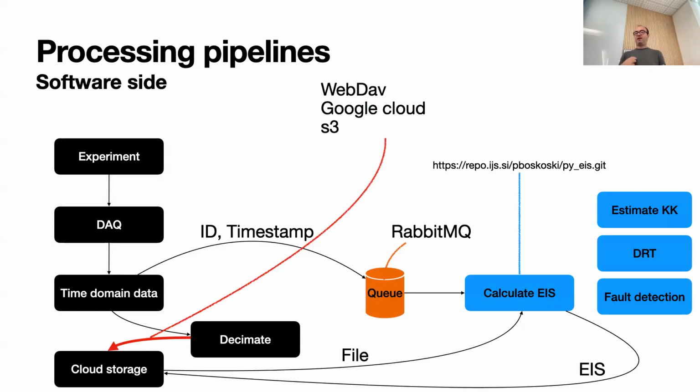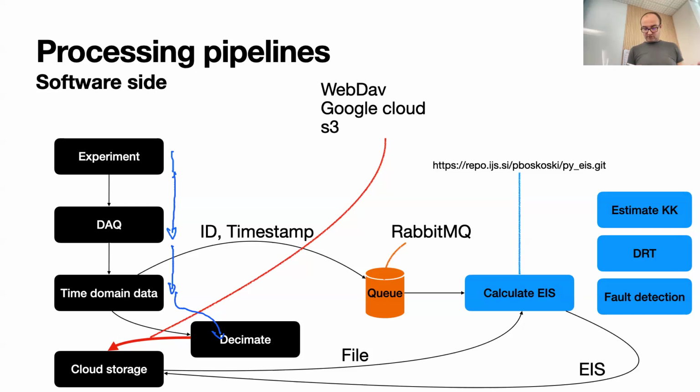So this is the final thing, how the processing pipeline usually looks. We have an experiment, regardless whether it's fuel cell, electrolysis, batteries, whatever experiment you have. You do the data acquisition, you take the time domain data, you decimate the time domain data, so reduce its size without compromising the results, and then you store it somewhere. For security reasons, you should not keep it on a single PC at the laboratory because the PC can be broken, stolen, whatever. We should have the data stored somewhere safe.